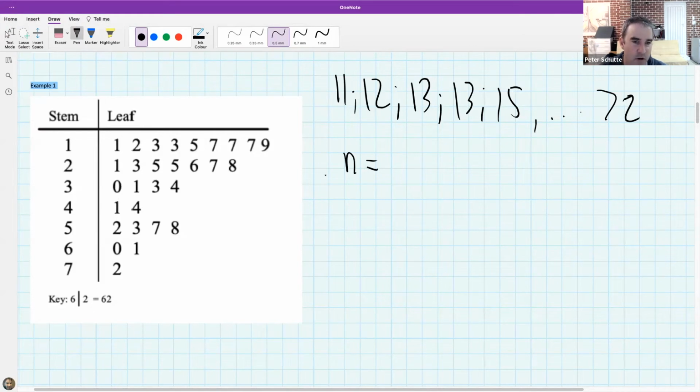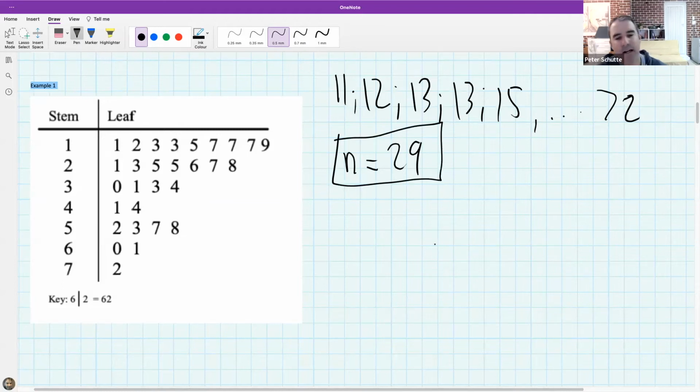Okay, yes, it's going to be 29. So there's a lot. There's 1, 2, 3, 4, 5, 6, 7, 8, 9 in the first row. But if you add them all up, there are 29 items in the data set.